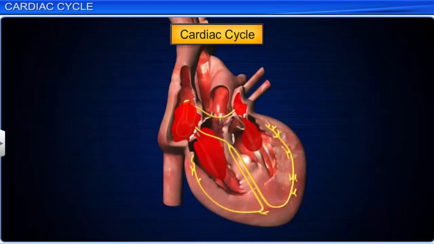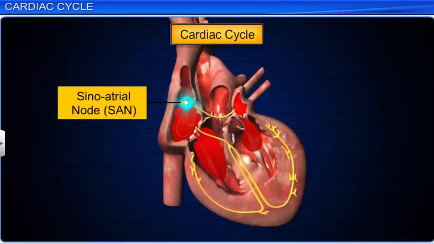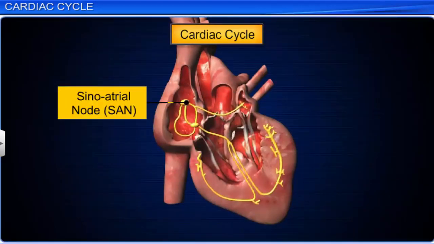Now, the four chambers are once again in a relaxed state or joint diastole. This sequence of events is repeated again as the SAN generates another action potential, resulting in the cardiac cycle.